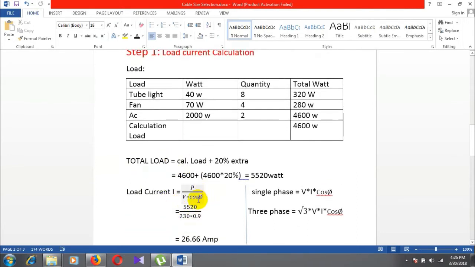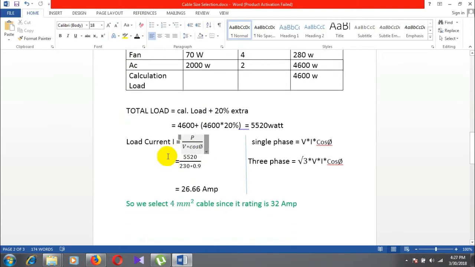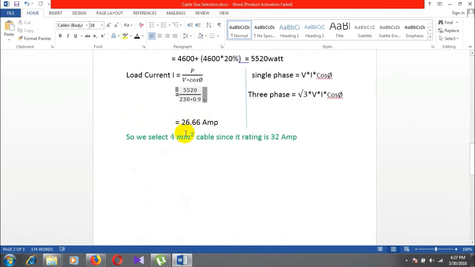Here, one thing I need to describe is the power factor. Since here there is an AC, we assume the overall power factor of this office room is 0.9. Then we find out our load current. So our load current is 26.66 ampere.